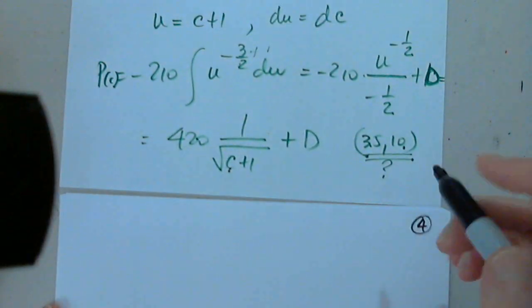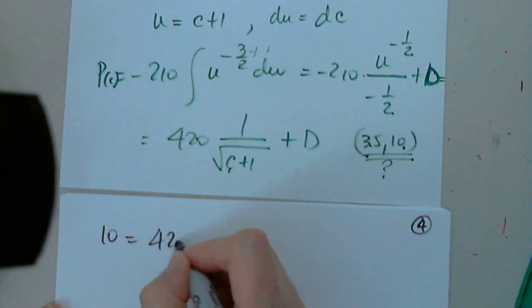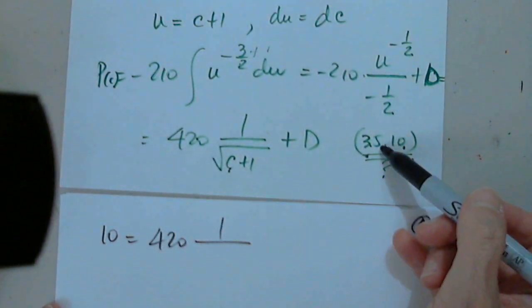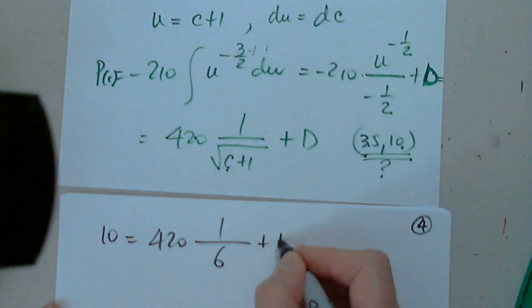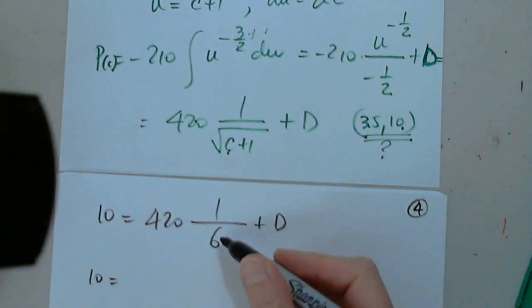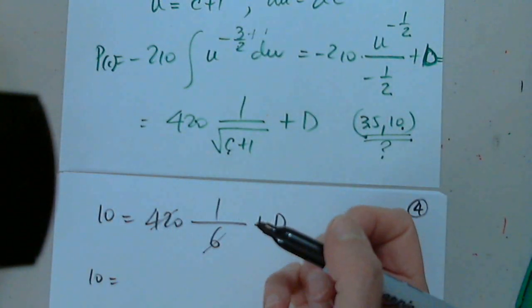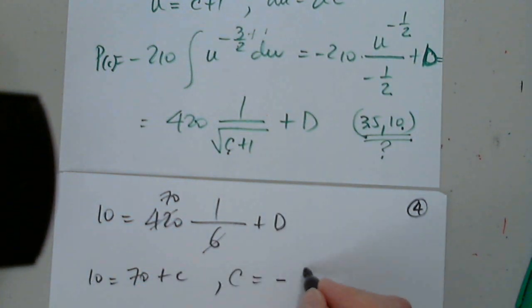Perfect. So 10 equals 420 over the square root of 35 plus 1, which is 36. The square root of 36 is 6, plus D. So 10 on the other side. I'll simplify by 6 and I get 70. When I subtract, I get D equals negative 60.